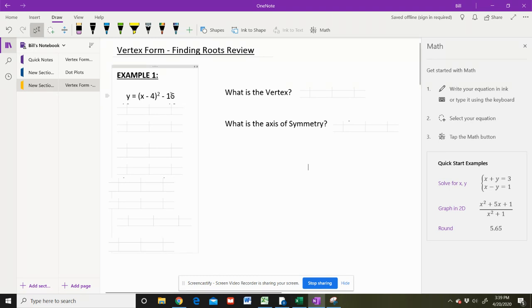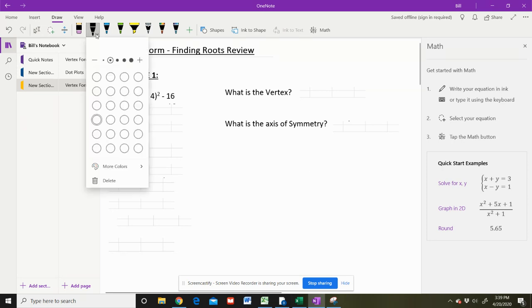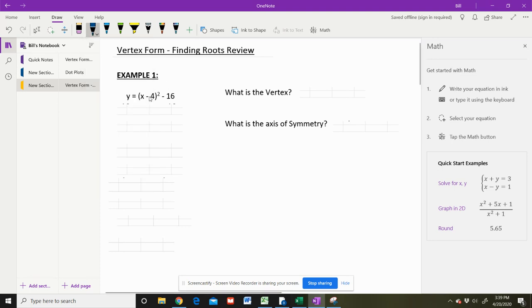So in our example, we've got y equal to (x minus 4) squared minus 16. So remember, when we do this, this is going to be our vertex. This tells us what our vertex is. That's where our parabola turns around. Our vertex is the change of direction. Okay, that's the point where it changes direction.